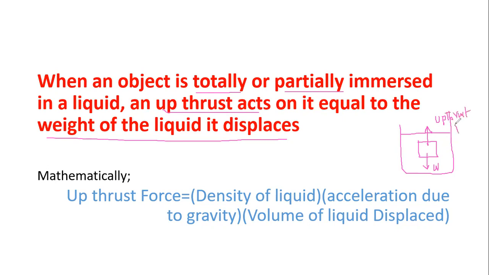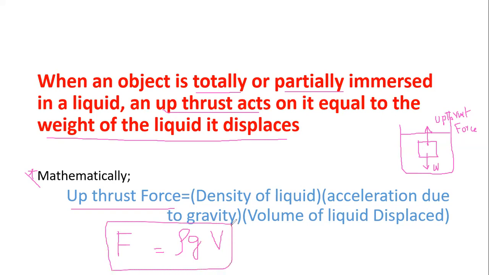Upthrust force, and in the real case the weight is equal to the upthrust force by the amount of liquid displaced. So mathematically, upthrust force is equal to the density of the liquid into acceleration due to gravity into the volume. Upthrust force equals rho g v. This is the formula of Archimedes principle, that force equals rho g V.